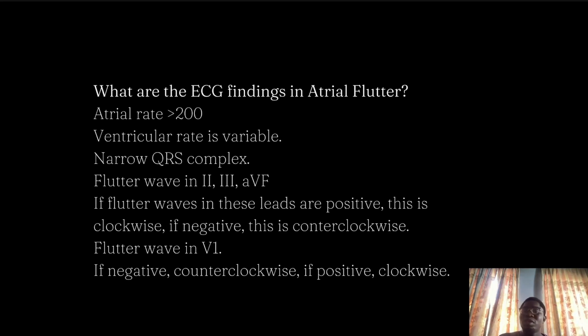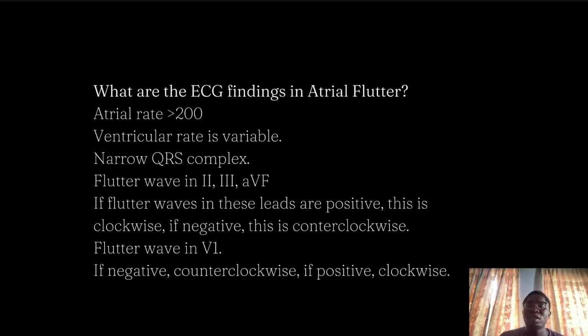What are the typical ECG findings in atrial flutter? We have high atrial rate, right? Greater than 200. Remember in our question, our patient had atrial rate of 300. Ventricular rate is variable. Notice our patient had a 75 beats per minute rate to 150 beats per minute rate, so very variable. Narrow QRS complex. There is no problem in the QRS in the ventricle itself, so the QRS complex is expected to be narrow. Flutter wave in lead 2, lead 3, AVF, right?